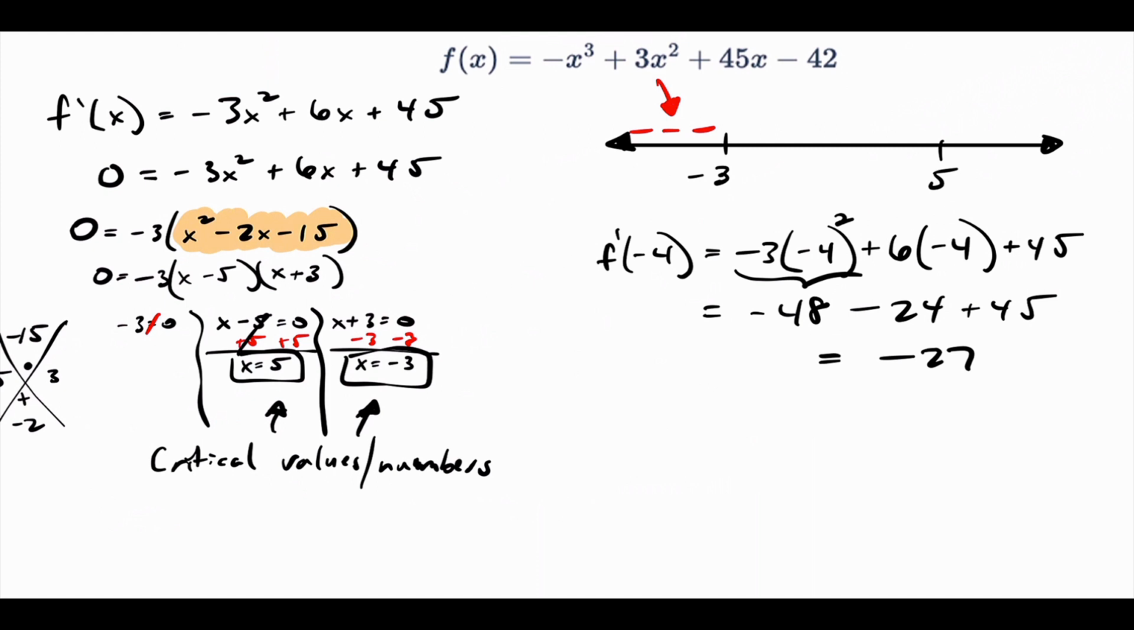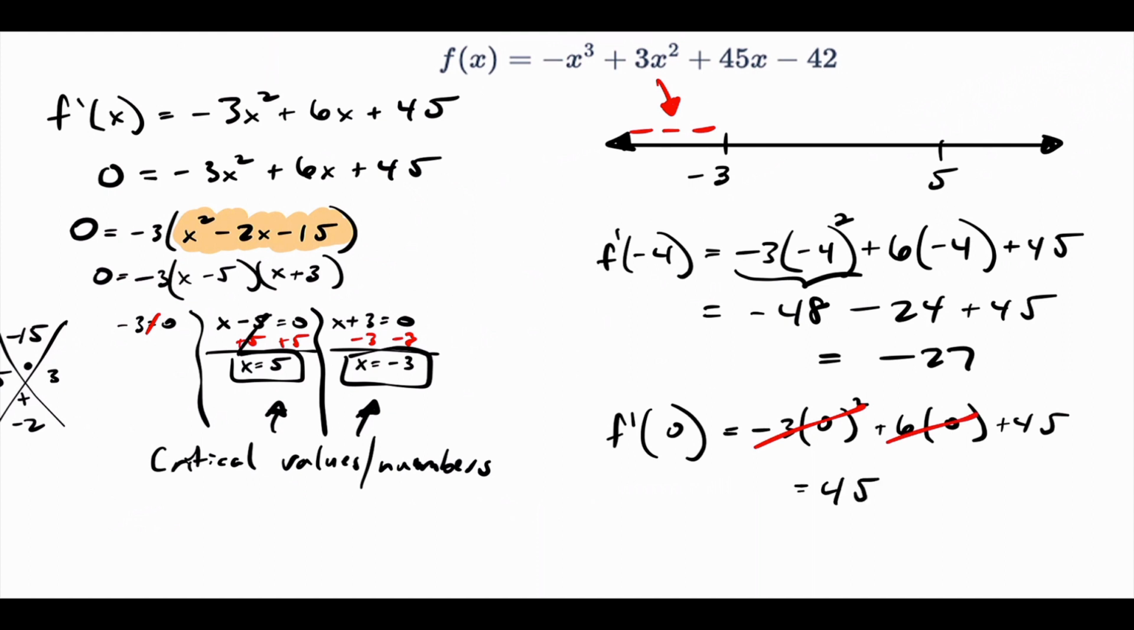Pick a number in between negative 3 and 5. Anytime you can plug in 0, use 0, because 0 is nice, because everything cancels out with 0. Plug it into the derivative. So negative 3 times 0 squared is 0. 0 times 6 is 0. So I get positive 45. Positive. Increasing.